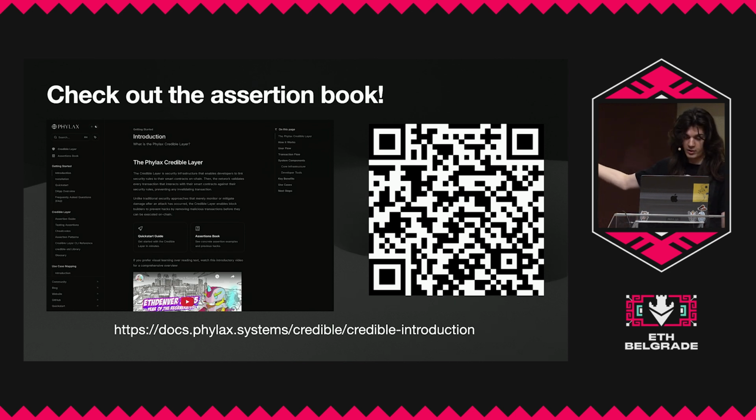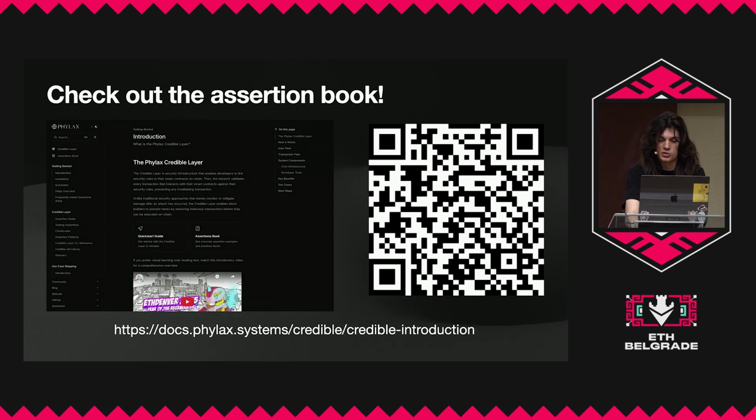If you're interested to learn more about this very cool primitive, there's a QR code here. You can scan it, and that will lead you to our docs, where you can find the assertion book, where you can see what assertions can do, and even write your own assertions and include them as part of your unit tests. I'll leave it up on screen for a bit.